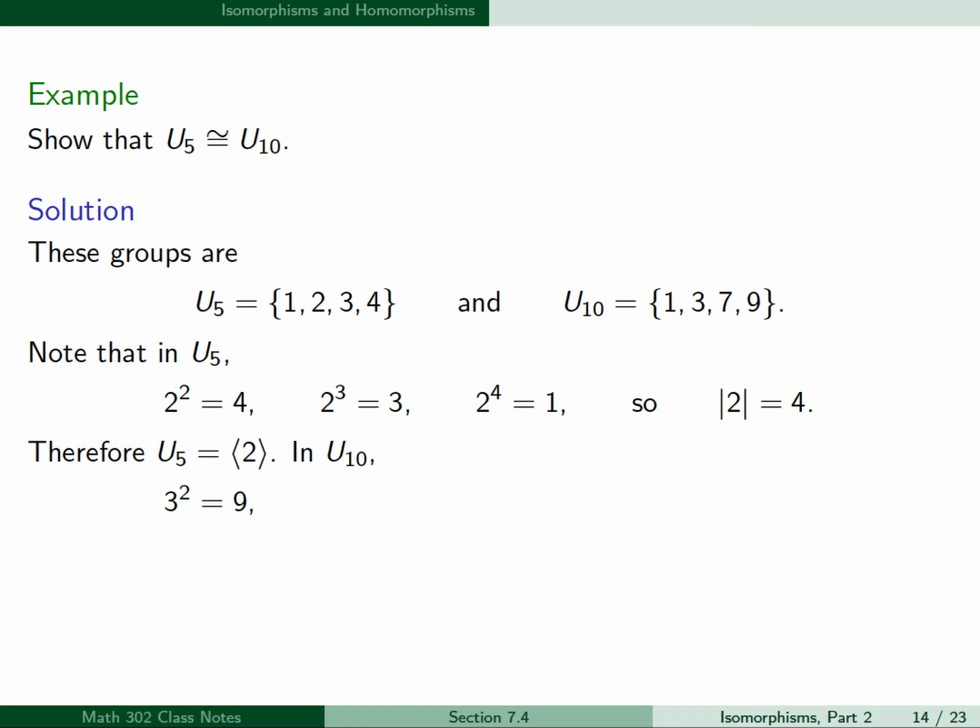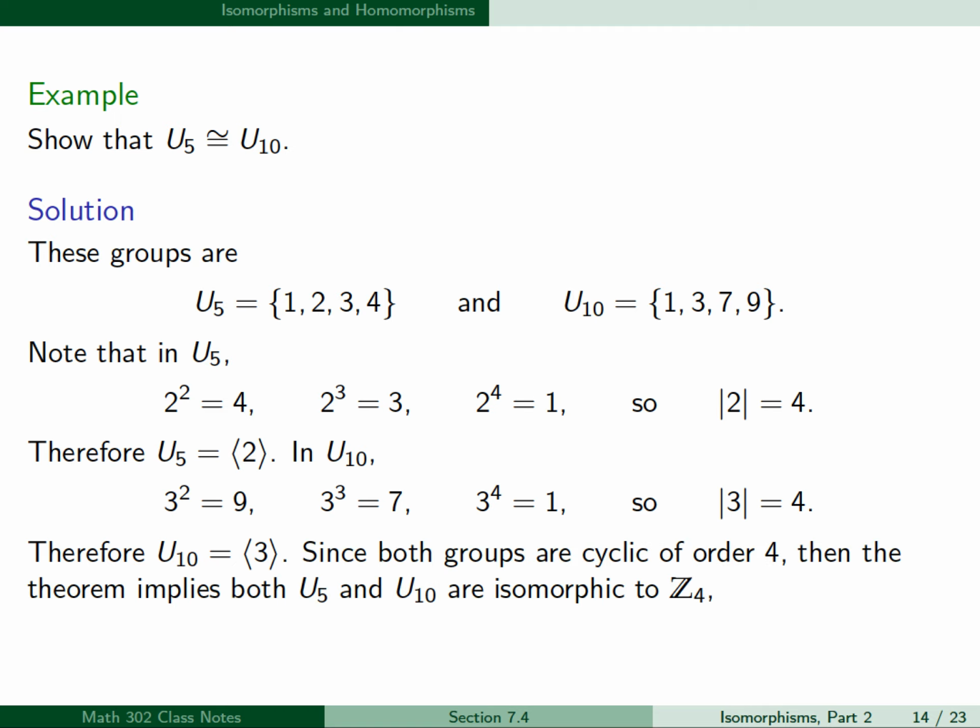In U sub 10, if I look at the powers of 3, 3 squared is 9, 3 cubed is 27, but mod 10, that's 7, and 3 to the 4th is 81, but mod 10 is 1. So this tells me that the order of 3 is 4. And therefore U sub 10 is equal to the cyclic subgroup generated by 3, so U10 is cyclic, generated by 3.